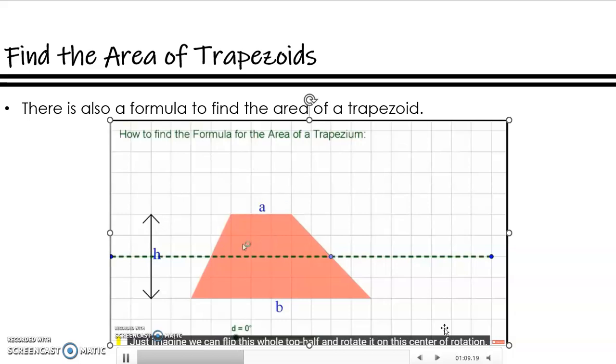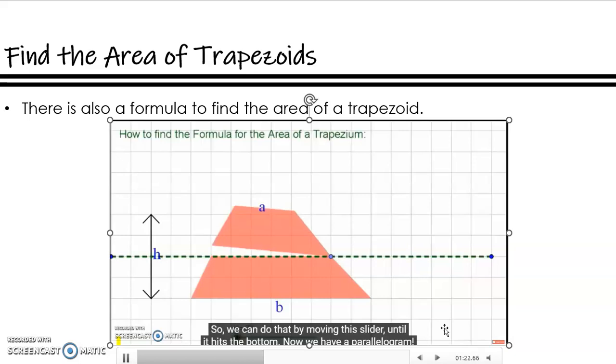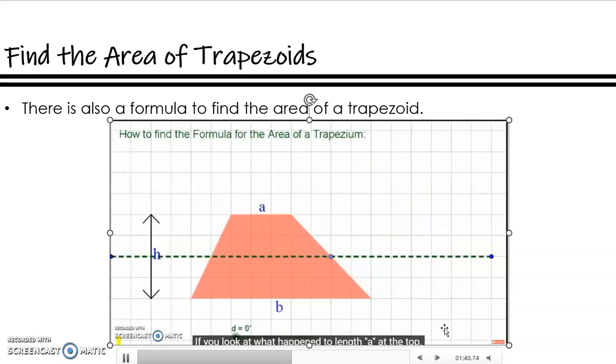Now they're going to flip the top over and connect it to the right-hand side. So they're going to rotate the top part over to the right. So watch this. This is going to create a shape that we've already learned about. I want you to think to yourself, what kind of shape is that? And hopefully you remember that that's a parallelogram.